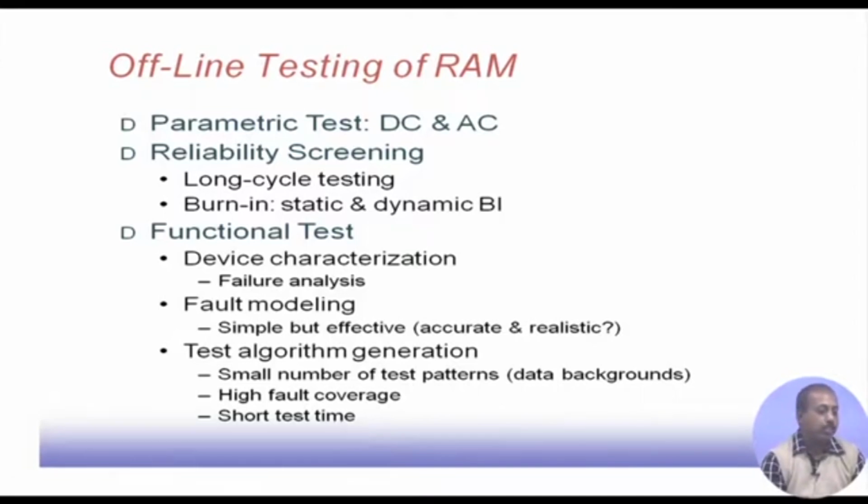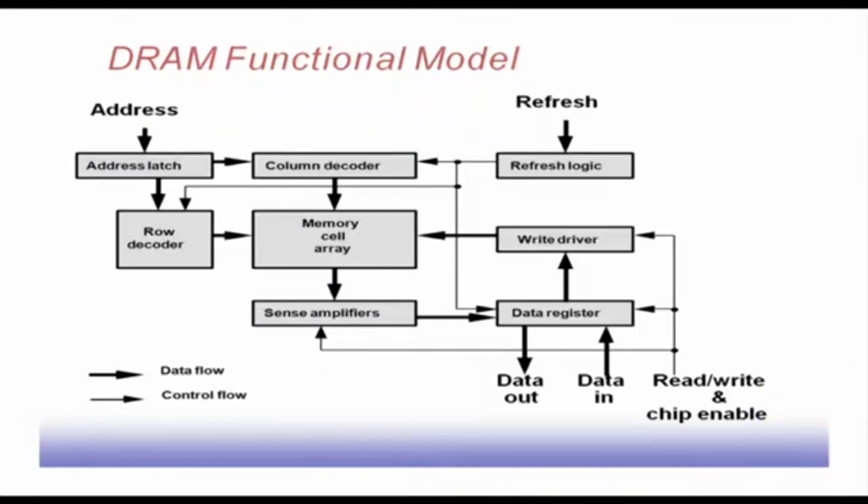So, this background initialization becomes an important part of the RAM testing. Now, the DRAM functional model. How does a DRAM memory look like? You see that we have a memory cell array, the array of memory cells where the data are actually going to be stored.